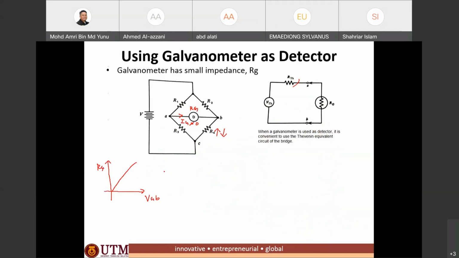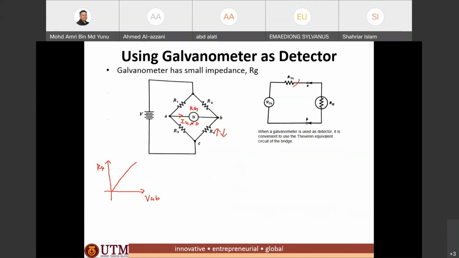Right. But like I say, ideally if R4 changes, increase or decrease, there will be a potential difference between A and B. Meaning that when there is a change of R4, the circuit will no longer be balanced, and the current flowing through the detector here will not be equivalent to 0.